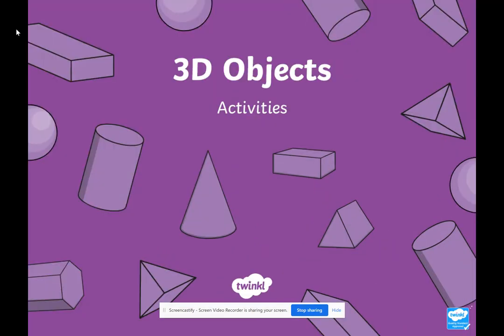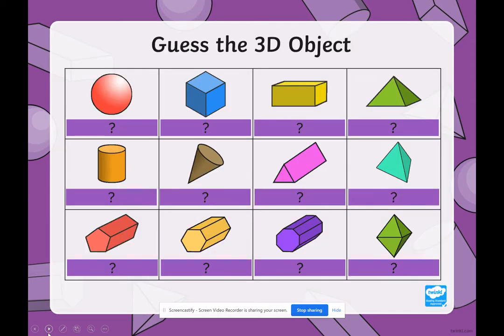Good morning. I'm going to go through a 3D object PowerPoint with you so you have more of an understanding of what a three-dimensional shape is. The first thing that we need to do is try and guess the name of the 3D shape. Some of you might be looking at this and going, oh, I can see a sphere. And if you guessed this one here, you are correct.